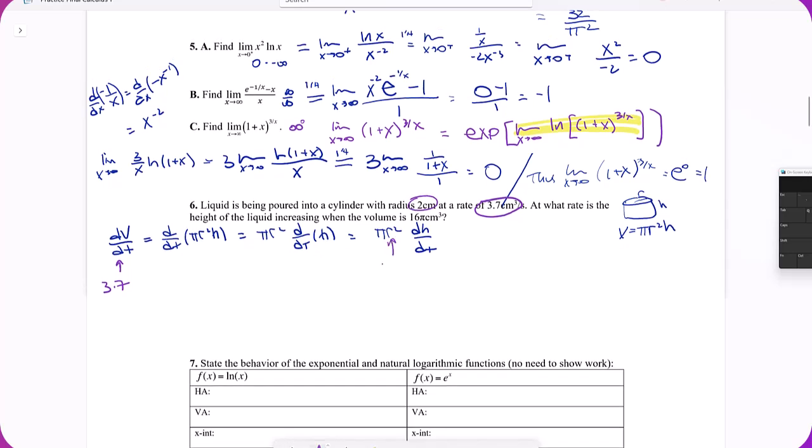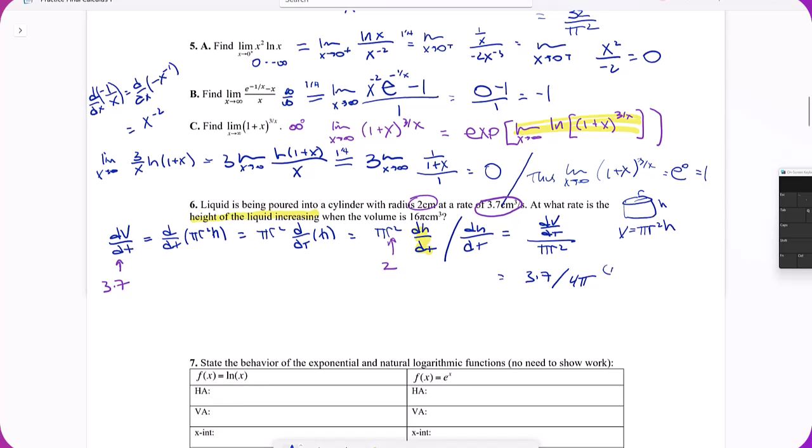And what we want to know is at what rate is the height of the liquid changing, so that's dh/dt. Okay, so we need to solve for dh/dt. dh/dt is going to be dV/dt divided by pi r squared, so 3.7 divided by 4 pi. And that's going to be in centimeters per second. All right, we'll leave it at that.